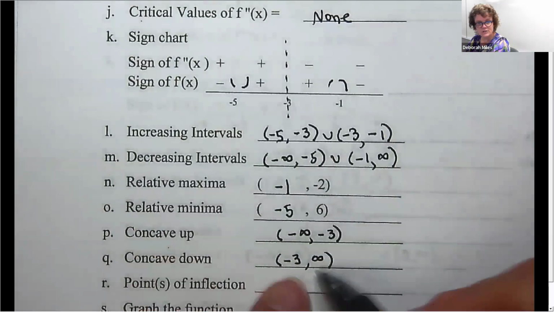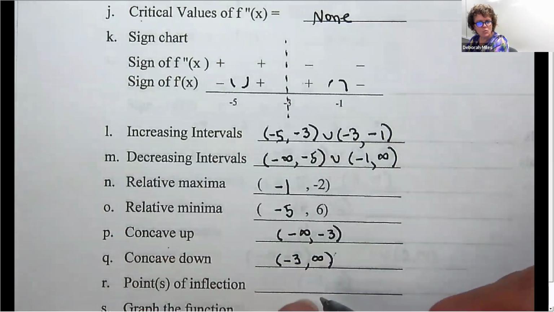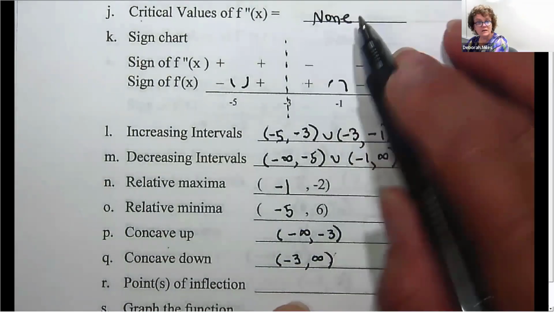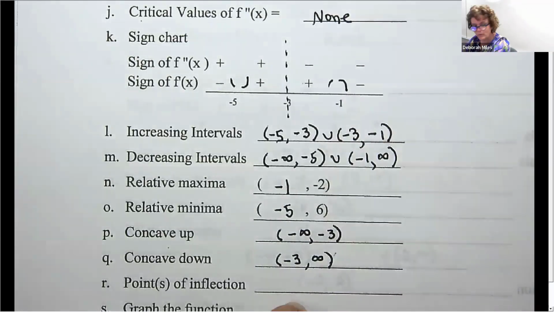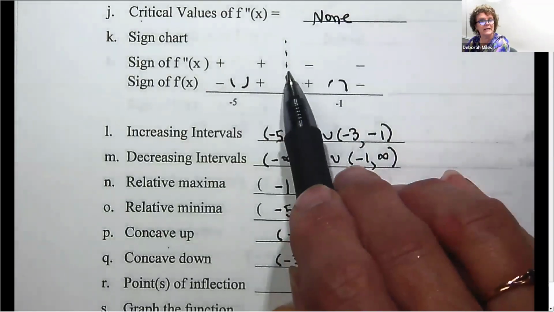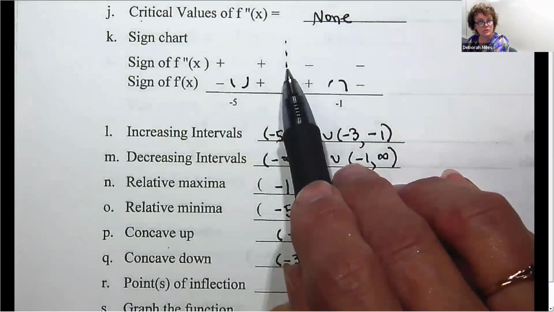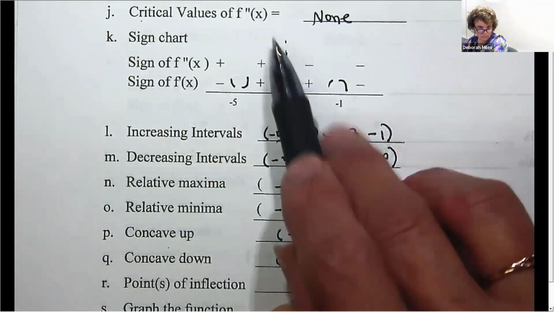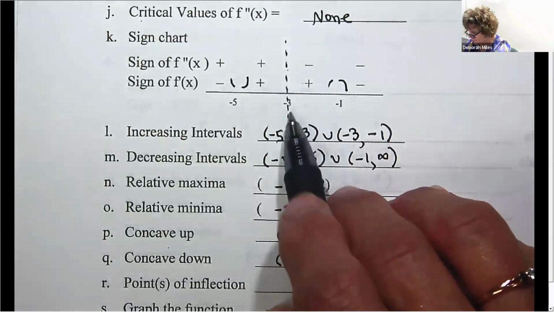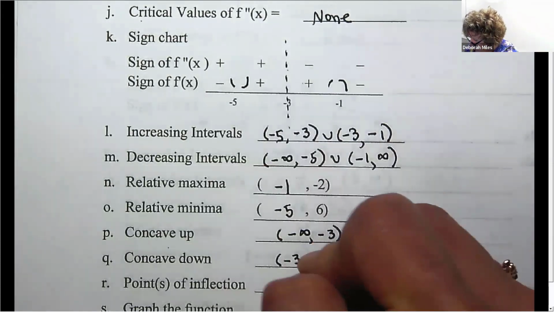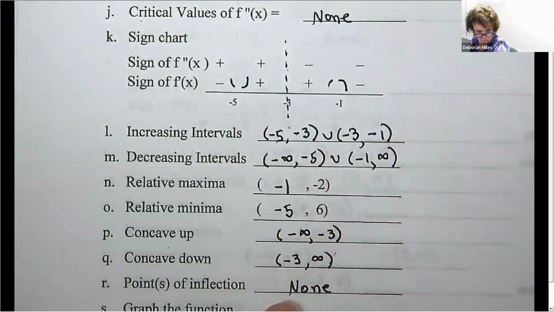If the concavity changes at -3, then why isn't there a point of inflection? We said up here, if there were no critical values of the second derivative, there were going to be no points of inflection. That's because the only place the sign did change for the second derivative is already labeled a vertical asymptote. It can't be a point of inflection. So we will write no points of inflection.